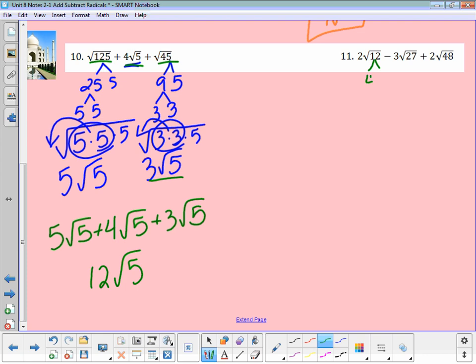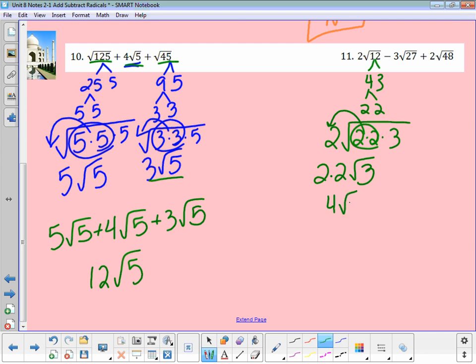Okay, so 12 I can break down to 4 and 3, and that gives me 2 and 2. So here I have 2 times the radical of 2 times 2 times 3. Pull out a pair, and then I have 2 times 2. Remember, when you pull out that pair, you want to multiply it by the coefficient. 2 times 2 is 4 square root of 3.